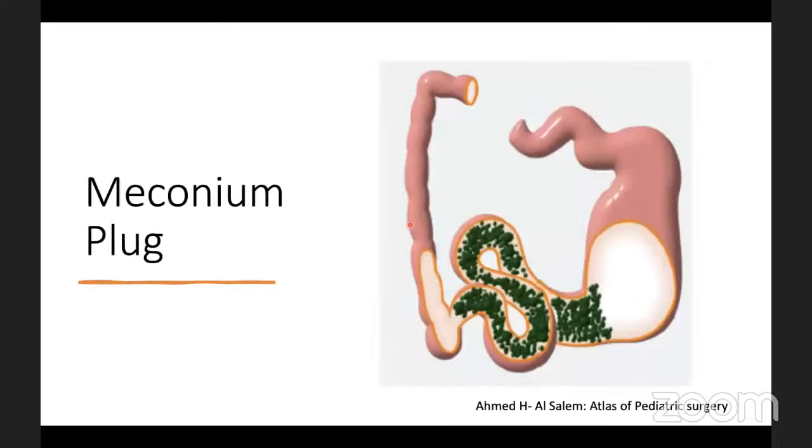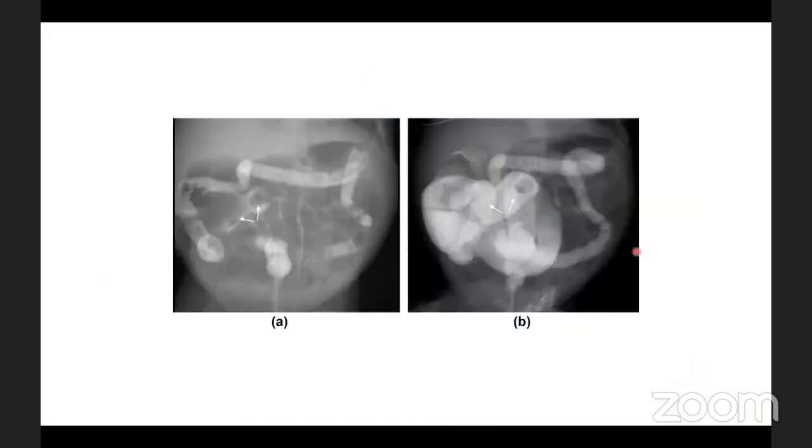Another important topic for discussion whenever there is a lower bowel obstruction is the meconium plug. You can see here when the meconium is stuck in the bowel, then the flow of the content of the intestinal wall is stopped, and that results in obstruction. And the typical appearance on the contrast study, you can see a filling defect like this. So once you have this type of pattern, it means that it is a meconium plug or meconium ileus.